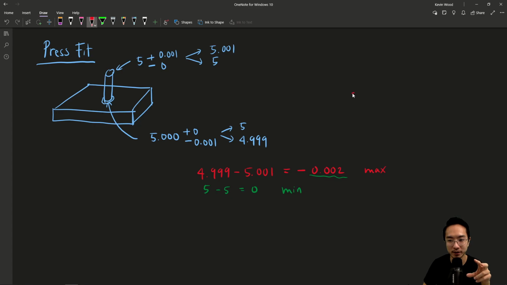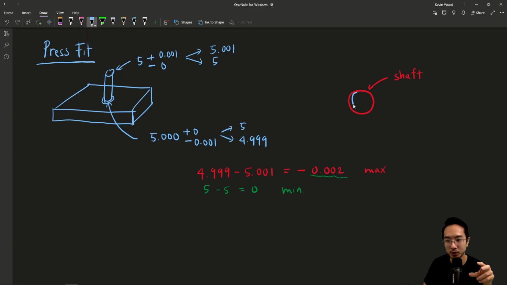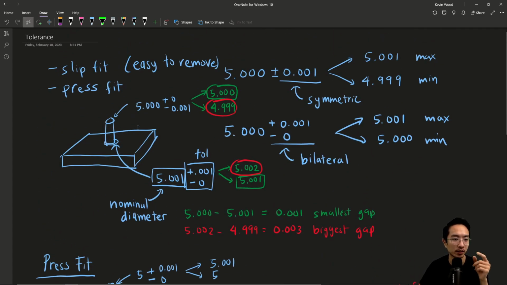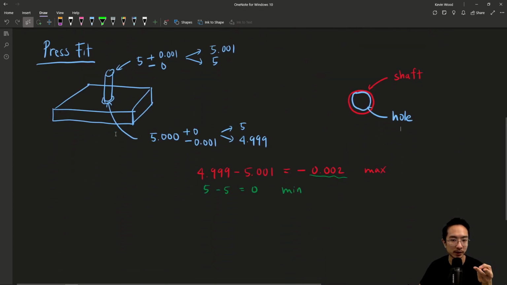So if I were to draw out my shaft here, let's say the red is my shaft, and let's just make blue my hole. So what this negative 0.002 means is that there's a total gap of 0.002 on either side. So the shaft is slightly bigger than the hole by that much. Okay, so that's the idea of press fit. So we talked about slip fit, and then we talked about press fit. Those are the two main types of fits.